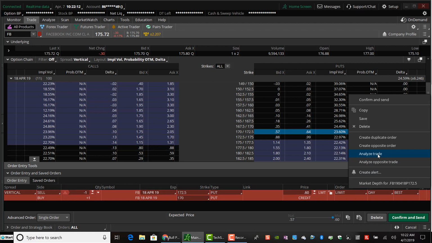A bull put spread profits from time decay or the rising price of the stock, or both. So you put time decay in your favor. As time continuously goes on, you're taking in a credit, so as time decay goes on, you're receiving a credit for the price of the underlying stock remaining above your strikes. And also, as price continues to rise, you also profit that way as well. So you can profit from both time decay and a rising stock price. All right, so let's analyze this trade real quick.